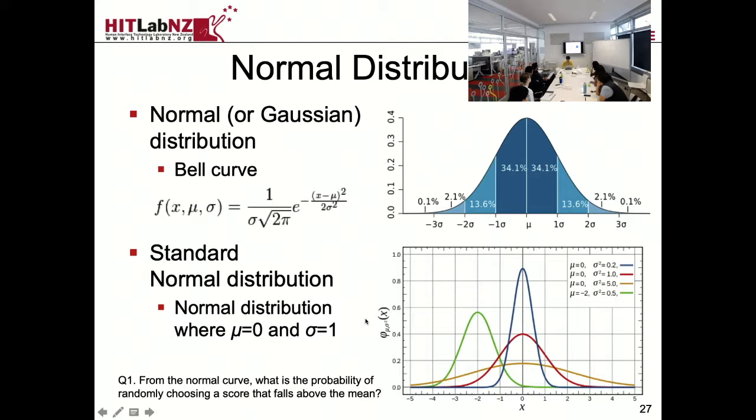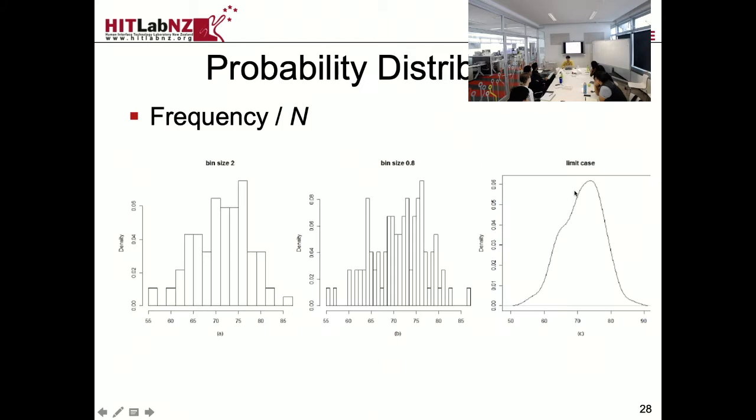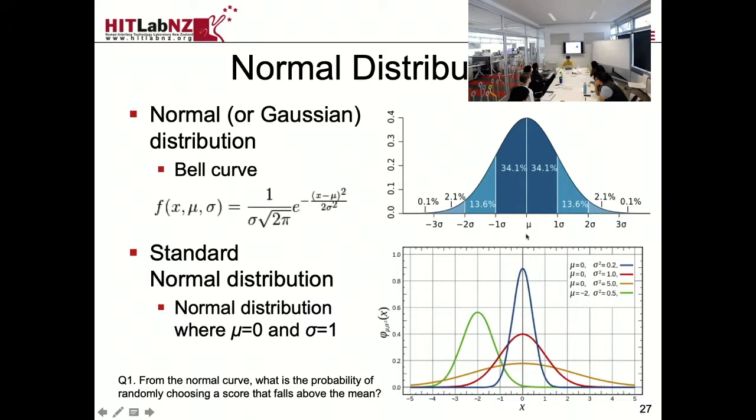Then here is a short quiz. From the normal curve, what is the probability of randomly choosing a score that falls above the mean? 50. Yeah. Here is the mean. Above the mean just represents all the area here. So that is 50%, right? Good.